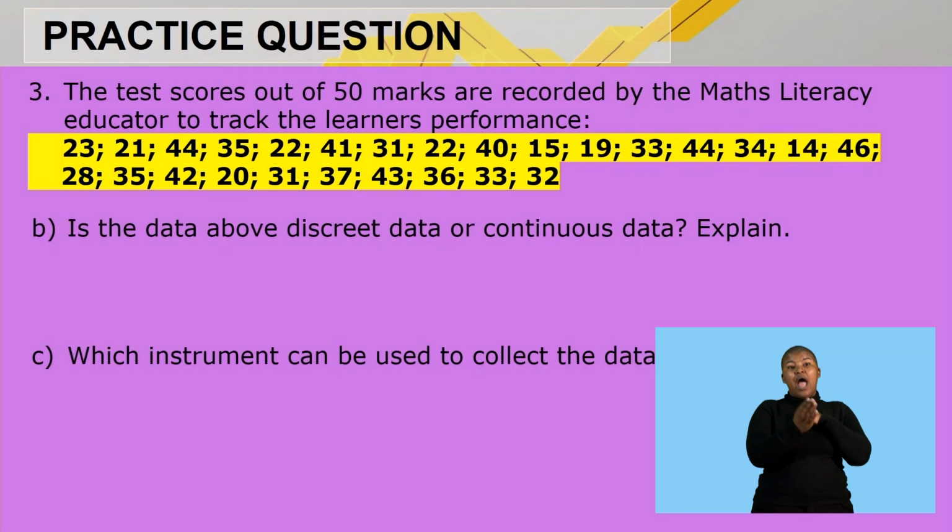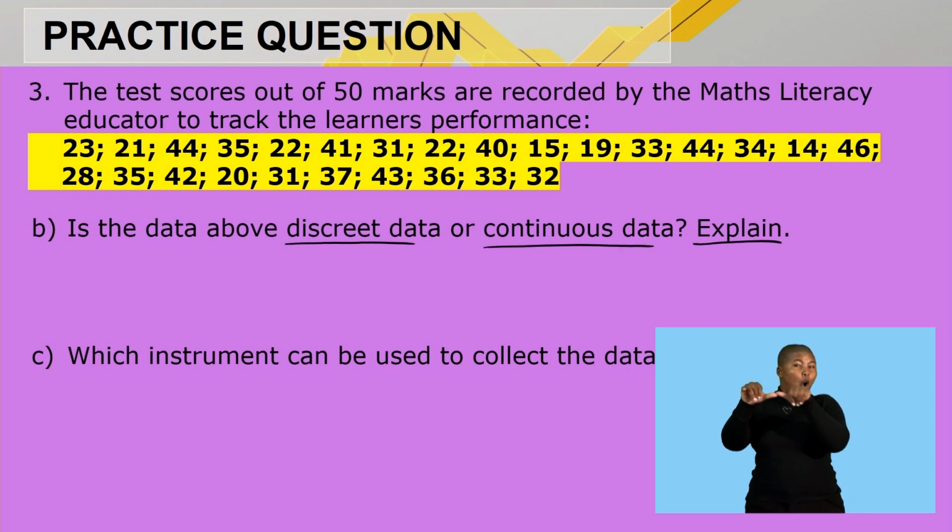Then we go to number 3. The test scores out of 50 are recorded by the mathematical literacy class. Yes, it's still the same question. So the educator wants to check the learners' performance. So we are going to number B now. Is the data above discrete or continuous data? So you need to explain. So choosing between these two types of data, then explain why you choose that.